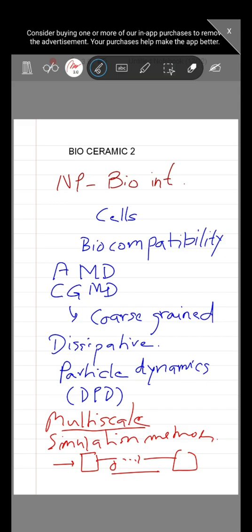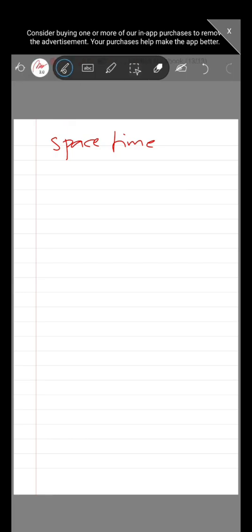However, in applying different multi-scale programming, we need to take care of two things. First of all, we need to take care of time and of space. Space and time are two important things. So as a whole, we can call it spatiotemporal coherence.